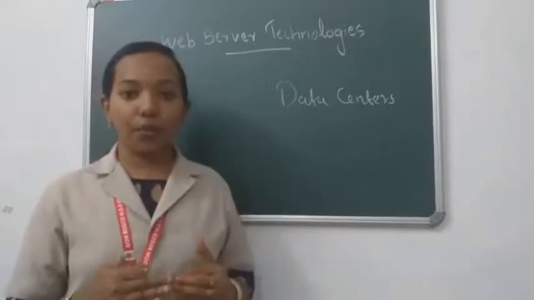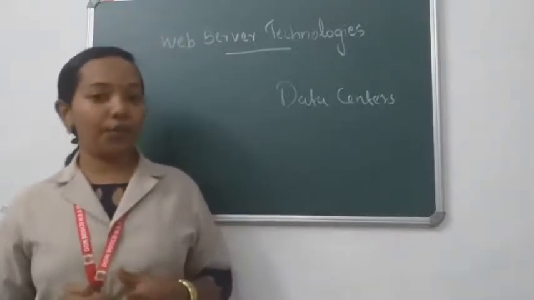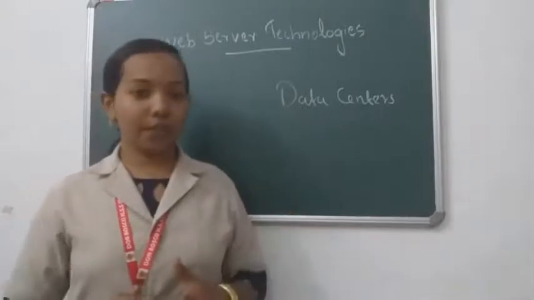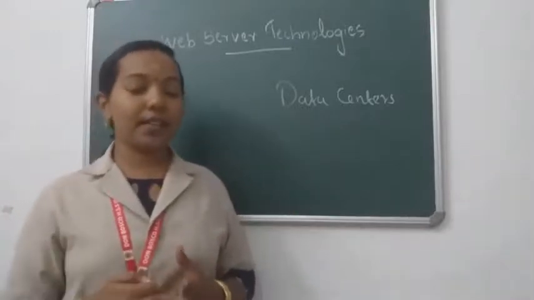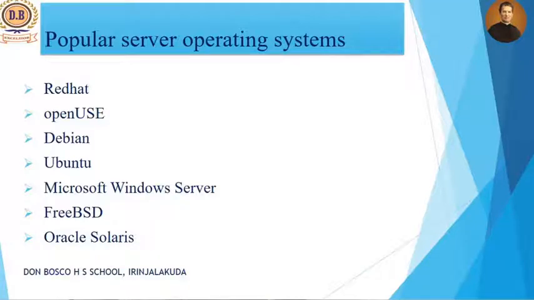You want to install web server software in that particular web server. So next we will discuss the commonly used web server softwares. Popular server operating systems include various Linux distributions like Red Hat, OpenSUSE, Debian, Ubuntu, etc. Then Microsoft Windows based server operating systems, and also FreeBSD, Oracle Solaris, etc. So these are the most commonly used server operating systems.